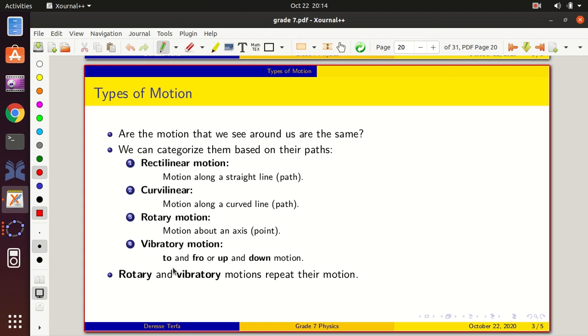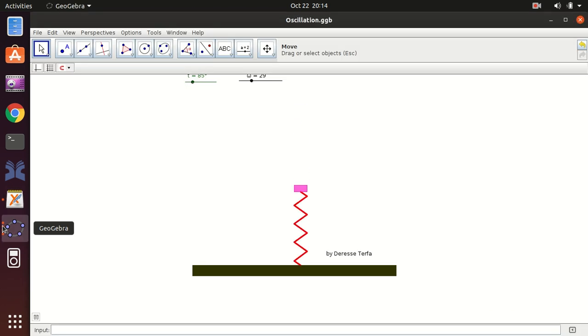Rotary and vibratory motion repeat their motion. As we have seen, the rotary and vibratory motions repeat their paths. Look at this vibratory motion, for example. It is moving up and down. It moves along the same path. It is up and down, the same path, which means it is repeating itself.